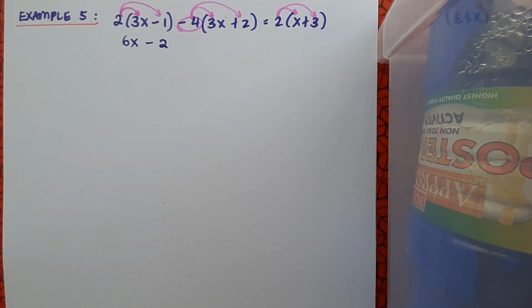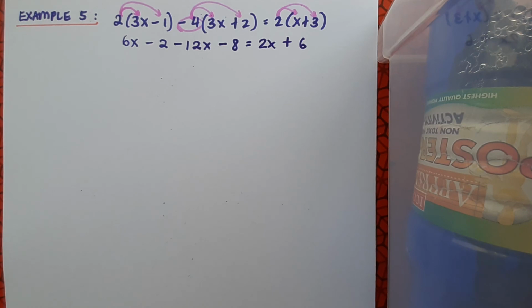Next, I've got minus 4 in front of the second bracket, so minus 4 times 3x will give minus 12x, and minus 4 by plus 2, remember your rules for signs now for multiplication, is going to give me minus 8. On the right hand side, the 2 is going to multiply out and give us 2x plus 6.